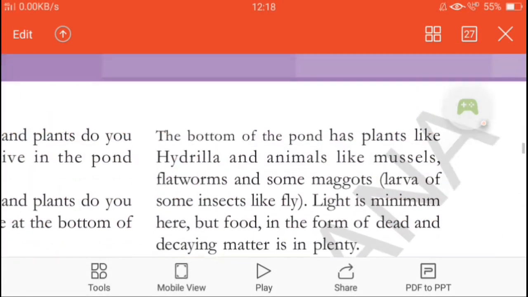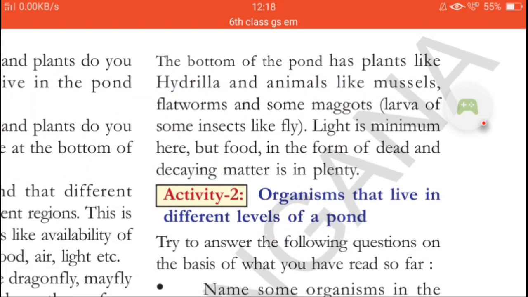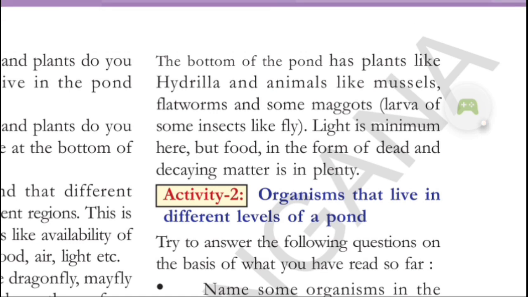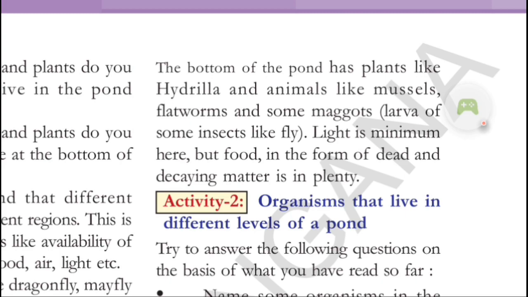And then the bottom of the pond has plants like hydrilla and animals like mussels, floatworms, some maggots, and larva of some insects like fly. Light is minimum here, but food in the form of dead and decaying matter is plenty. Where? At the bottom of the water. This is about the bottom of the water.